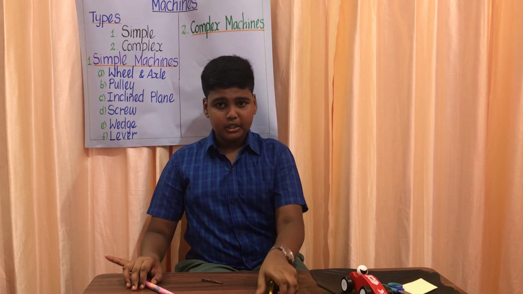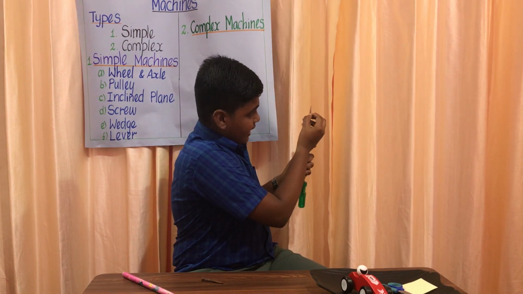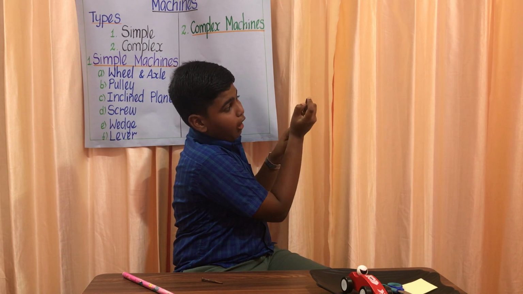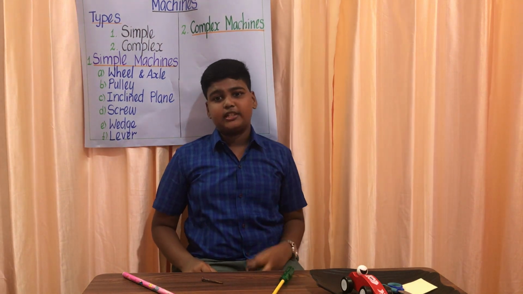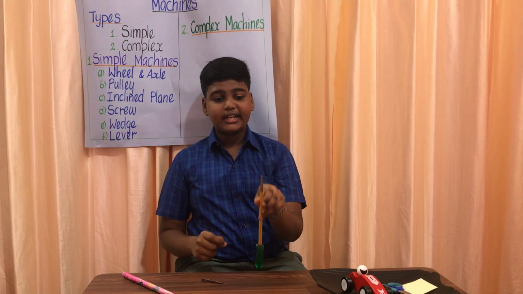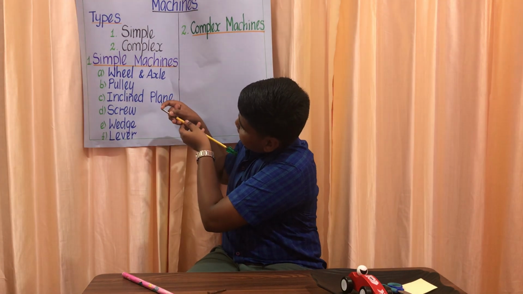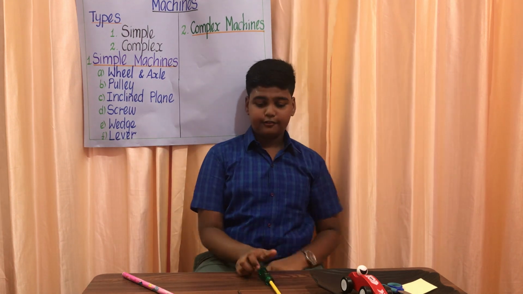A wedge is a machine. I can't explain it like that here, but I can explain that here it is thick and it comes to a point at the end. See how it is sharp. So this is the main definition and structure of a wedge. The wedge has two inclined surfaces. Can you see it? Here there's a slope and here too there's a slope. So these are the two inclined surfaces.